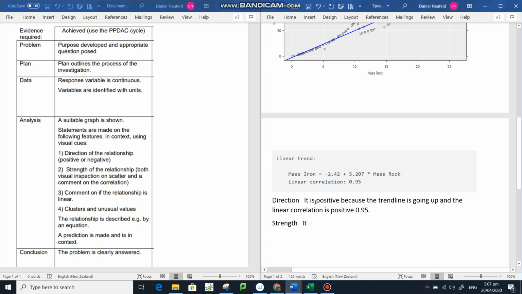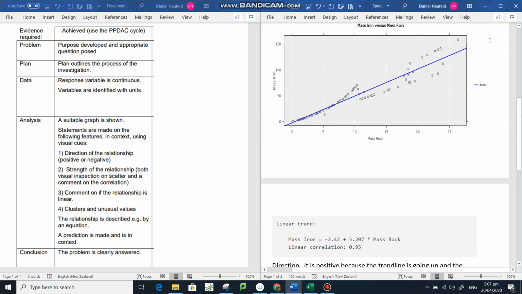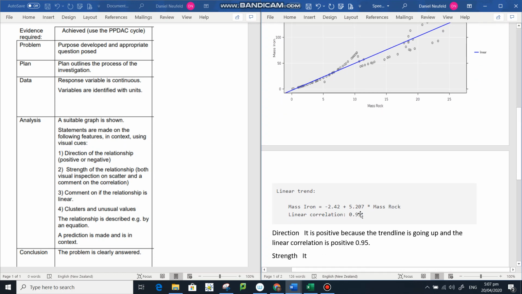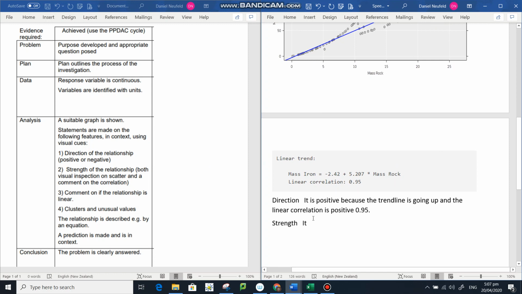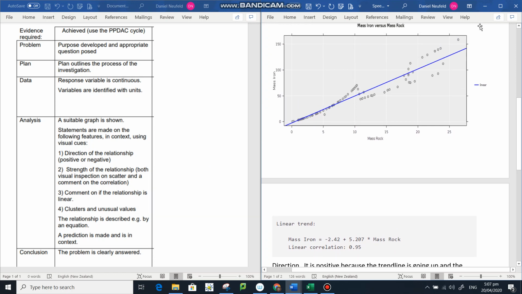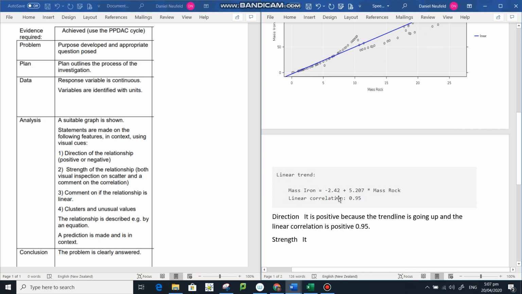Direction of the relationship. Now, it's positive. Why? Because it's going up. Now, again, for the most part, you can just use visual clues. I'm going to throw in some numbers, too, because it's not hard, because we already have this summary, right? Everybody can get the summary. But again, just looking at it visually. Okay. Looking at it, again, I said it's positive because the trend line is going up and that the linear correlation, this part, is 0.95. Positive. If it was going down, it'd be negative 0.95.